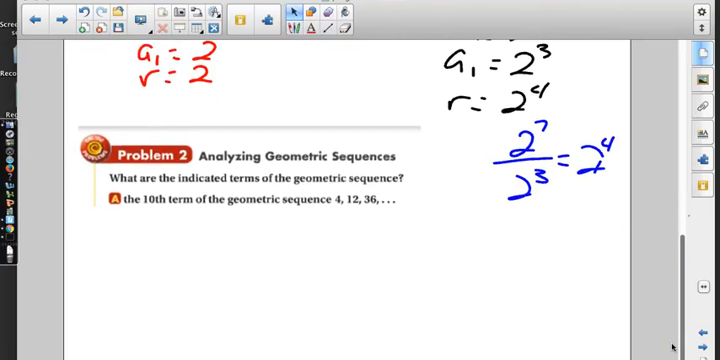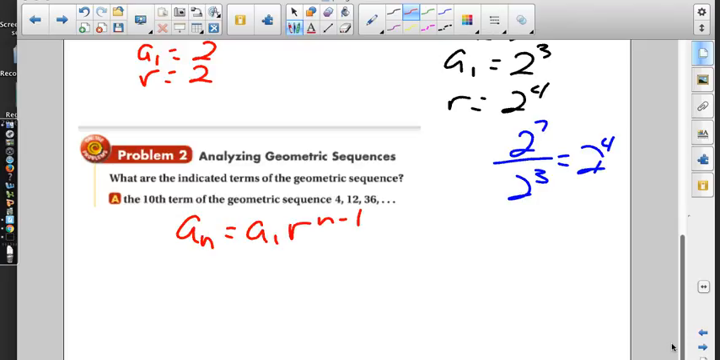So down here it says, what are the indicated terms of the geometric sequence? And the good news is they told us it was geometric. And for me, again, the recursive stuff, I just don't bother with it. So they want the 10th term. I'm not going to sit there and multiply by the same number 10 times. That's just silly. You could, but I would really like a formula that would give me any term. So as soon as I see geometric, bam, that's what I'm thinking.